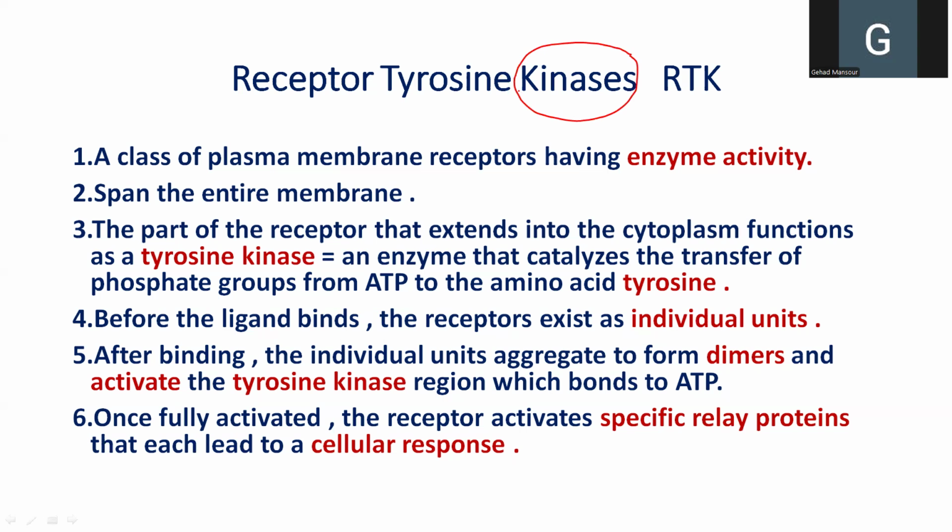The chemical reaction they catalyze is called phosphorylation of their substrate. You know that every enzyme has a specific substrate on which it acts, and we will be discussing this in more detail in Unit 3. Their main function is to phosphorylate the substrate, meaning to add a phosphate group to the substrate.